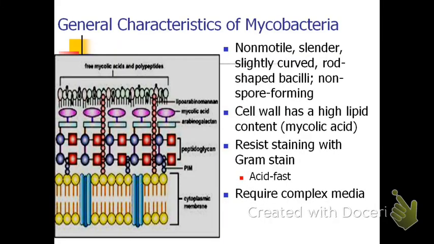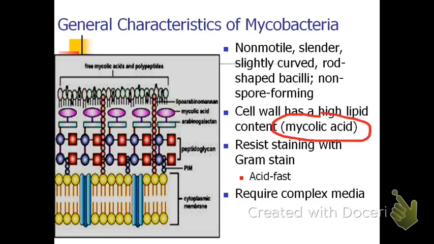So what would be the general characteristics of mycobacteria? Mycobacteria are non-motile, they are slender, slightly curved, rod-shaped, non-spore-forming. One of the most important characteristics of mycobacteria is the presence of high lipid content known as the mycolic acid. Because of the presence of mycolic acid, it will be very difficult for us to stain mycobacterium using a gram stain. So, instead of using a gram stain, we will be using the acid-fast stain. Aside from that, it also requires complex media for us to cultivate them.